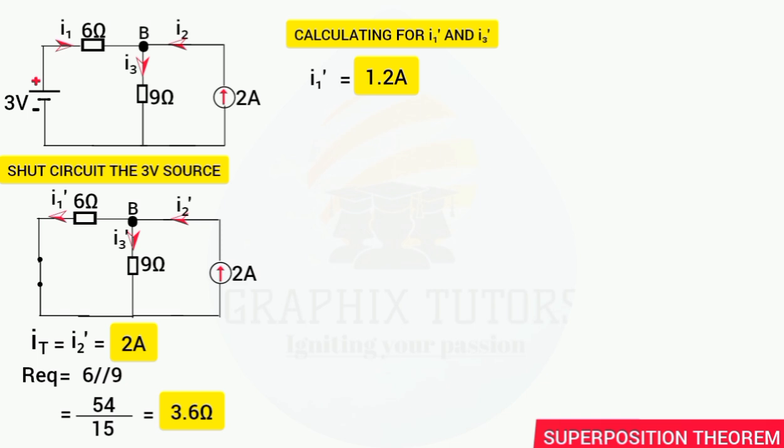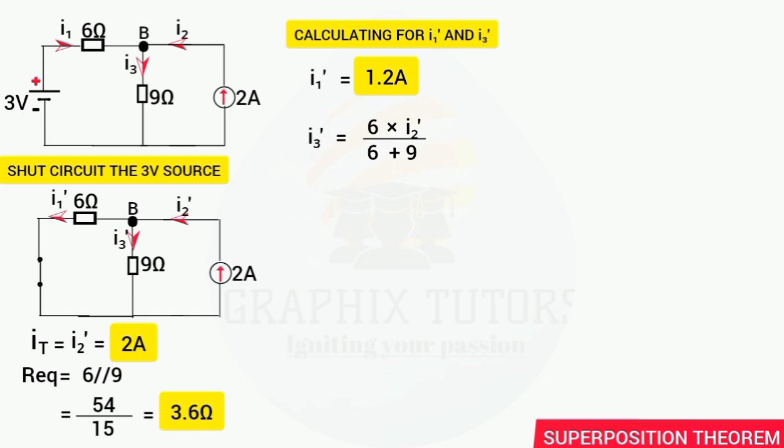Similarly, I'll do the same thing for my I3 prime. Let's do it again. I'll come here, my R equivalent is given as 6 times 9 all over 6 plus 9. Now if I remove my R equivalent and I place my I3 prime, this will now be equal to, you now look between 6 and 9, where is I3 prime flowing through? It is flowing through 9, right? So you are going to remove the 9 and you're going to replace it by what? By the total current, which is what?